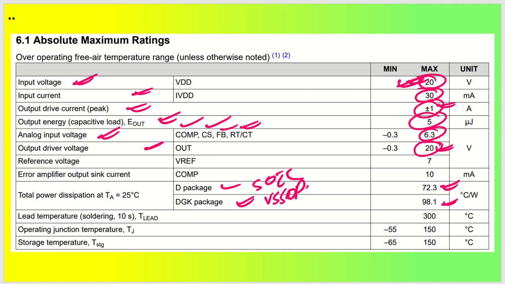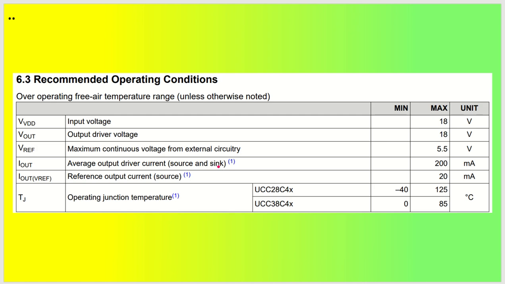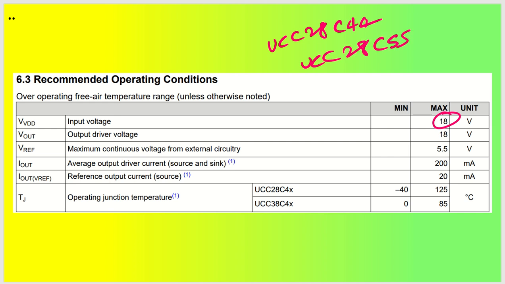Let's talk about recommended settings. The recommended operating condition is that we have to apply a maximum of 18 volt. Whatever we have designed for our several applications, we have used this particular UCC28C44 and UCC28C55, which we will be discussing maybe next session, in several projects for consumer applications and industrial applications with these devices. Why? Because this is a very low cost design and very easy to design.